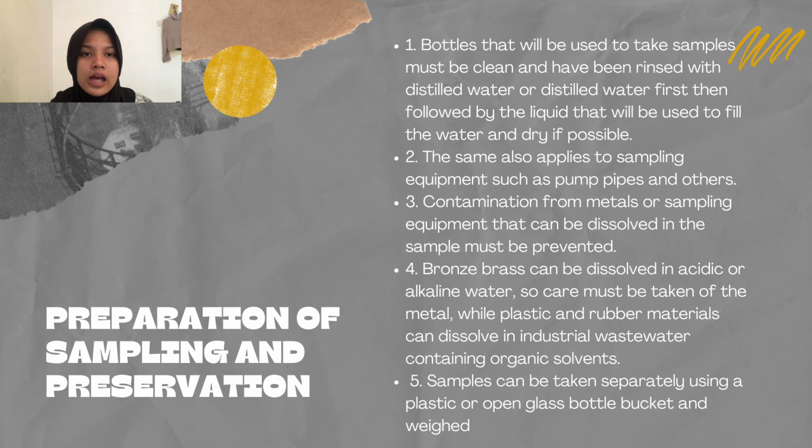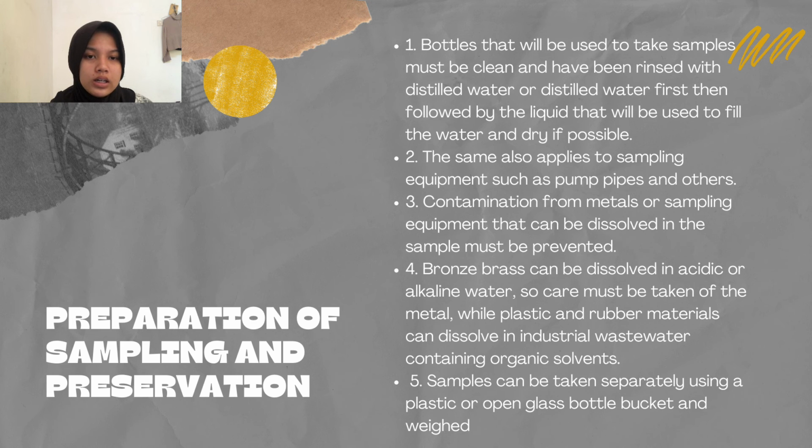Number 2, the same also applies to sampling aquariums such as ponds, and others. They must be clean and contain no residue from old samples, especially no growth of mold and fungi, because fungi can absorb or reduce the thing we want to test. Number 3, contamination from metal or sampling equipment that can be dissolved in the sample must be prevented.